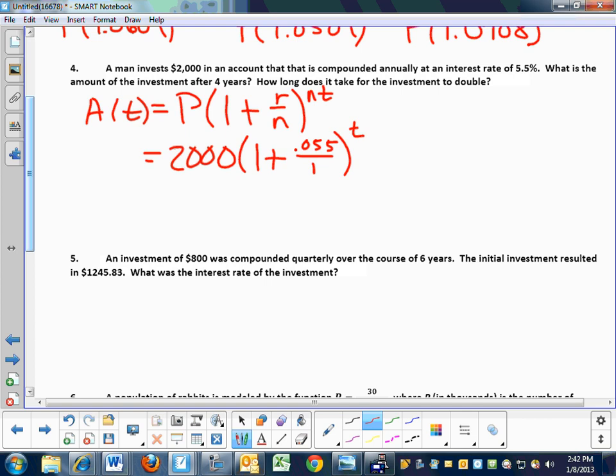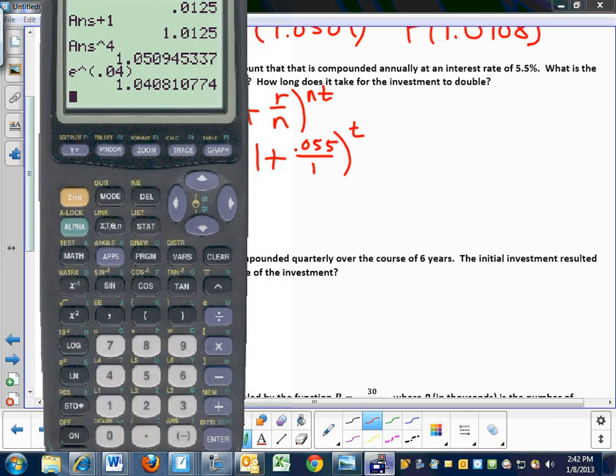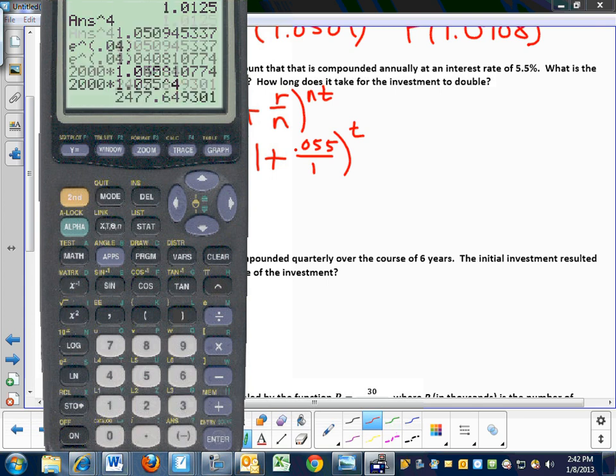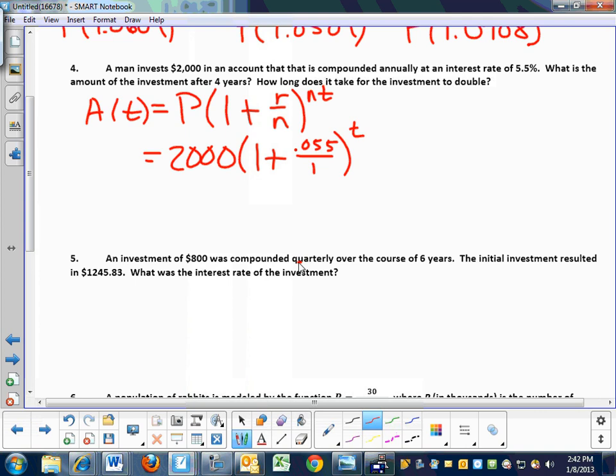And we're wondering the amount after 4 years. So we'll just plug in 4. So I got 2,000 times 1.055 to the 4th power. 2,477. So after 4 years, it's worth $2,477.